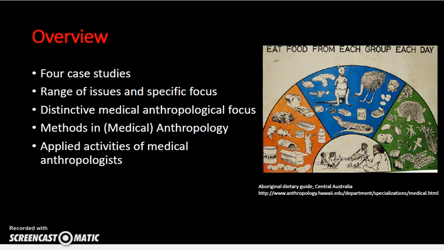Singer and Baer maintain that there is a range of issues as well as specific foci within medical anthropology, and that there's a distinctive medical anthropological focus overall in our approach of anthropologists to medical issues. From here, I'll be going into a discussion of methods in anthropology and explicitly looking at how some of these methods are used in medical anthropology. Indeed, many of the journal articles, as well as the ethnographies that we'll cover over the course of the semester, will draw very heavily from these methods. And I'll talk a little bit about my work with methods as well. From there, we'll go into applied activities of medical anthropologists, noting, in fact, that medical anthropology is, of course, more than anthropologists conducting research by themselves.